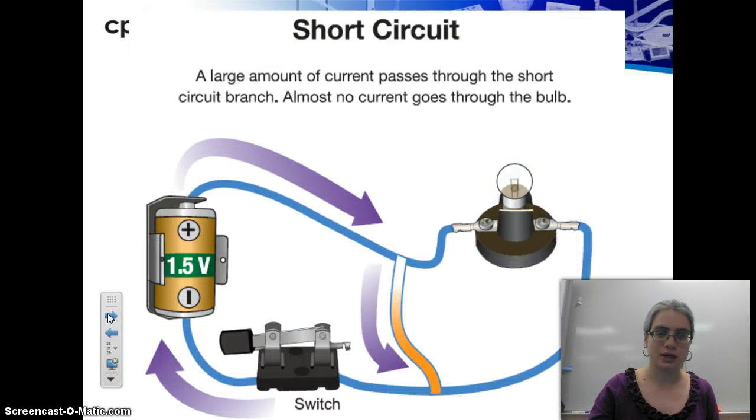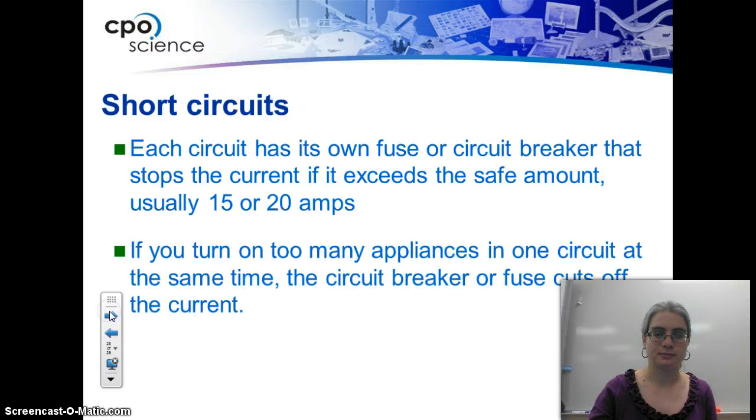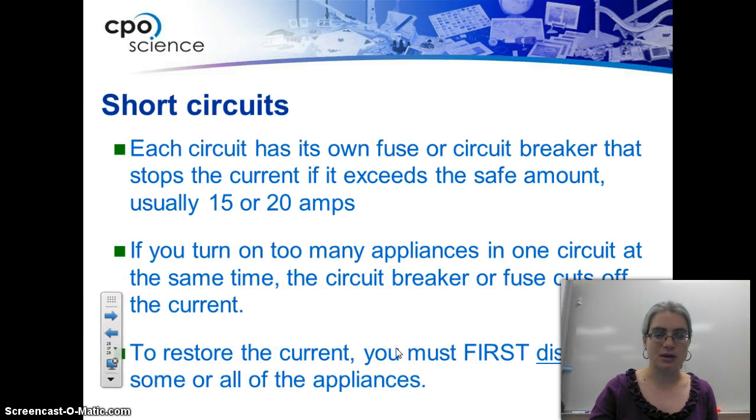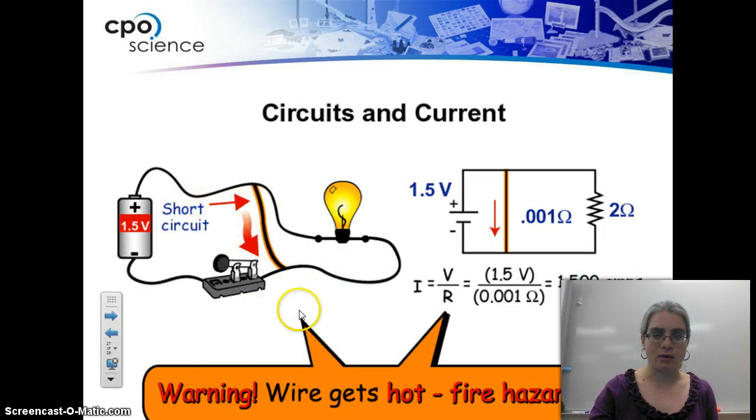And then you've got a short circuit. Short circuit just allows the current to flow through the easiest path. So it's not going to branch over here. It's much easier for it to go over here without doing any work. And that way you've got energy flowing with no work being done. Work ends up being done, but it ends up heating up instead of lighting a light bulb, and that's where you get electrical fires. So if you turn on too many appliances in one circuit at the same time, the circuit breaker or fuse cuts out the current. If that doesn't happen, you have fires, appliance fires. And the wire will then get hot because there's so much current flowing through it.